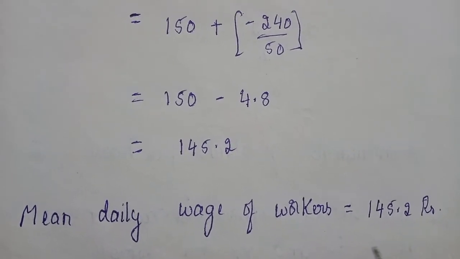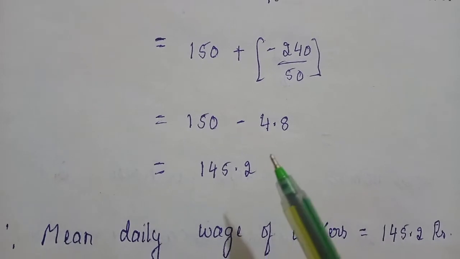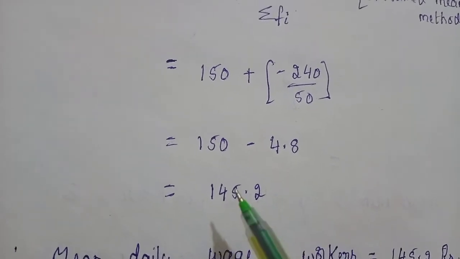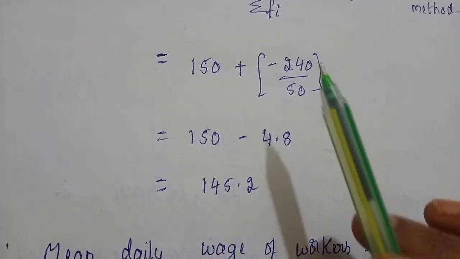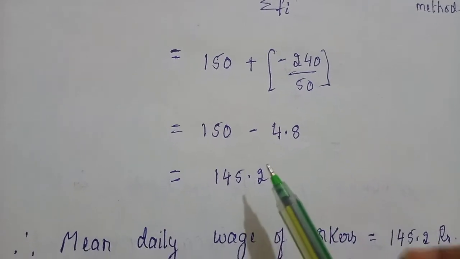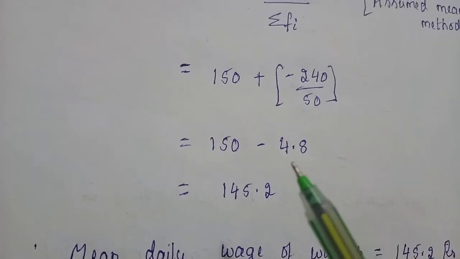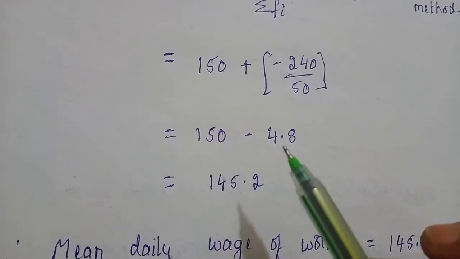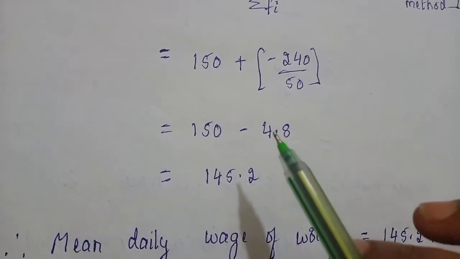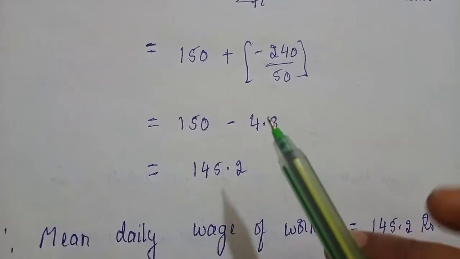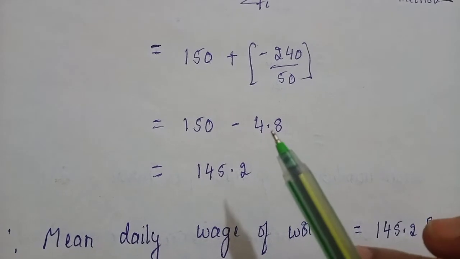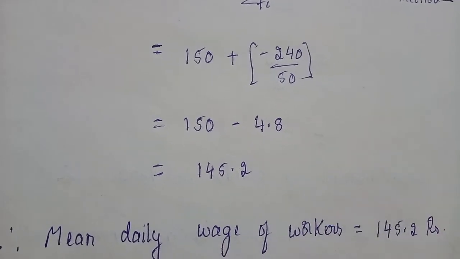145.2 rupees. And note children, whichever method you use, the direct method or the assumed mean method, the answer remains the same. But note that only when the numerical values of fi and xi are small can you go with the direct method. Otherwise, you have to take the assumed mean method.